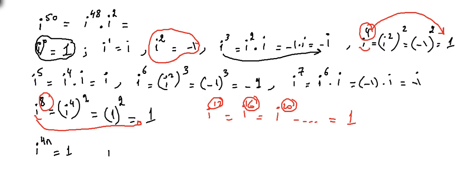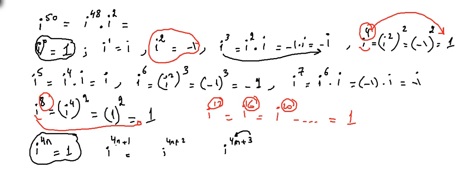Let's do something else. If we have I power 4n plus another number, this number could be 1, this number could be 2, this number could be 3, right? And this number couldn't be 4, because 4 plus 4n, we can take it to the multiple of 4. So those are all the cases. I power 4n, the answer is 1.